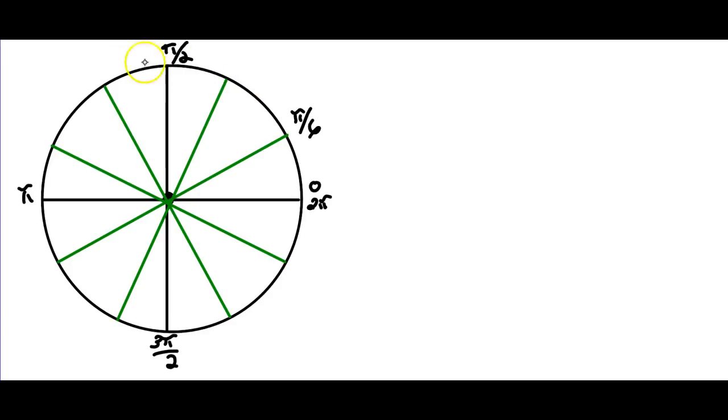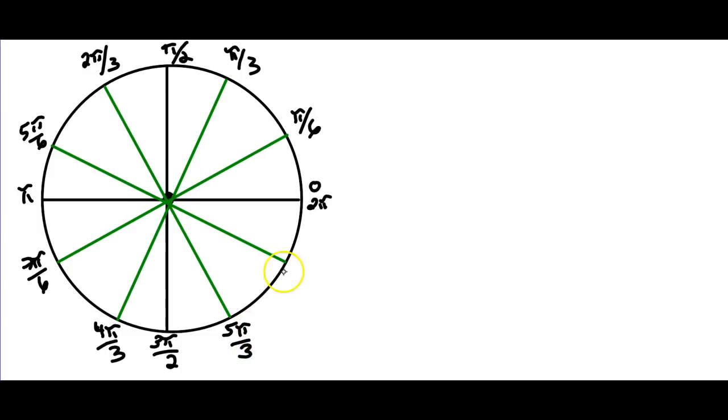Then we go around and count just by pi over 6. 1 pi over 6, 2 pi over 6, which is the same thing as pi over 3. 3 pi over 6, 4 pi over 6, which is 2 pi over 3. 5 pi over 6, 6 pi over 6, 7 pi over 6, 8 pi over 6, or 4 pi over 3, 9 pi over 6, 10 pi over 6, which is 5 pi over 3, 11 pi over 6, and then 12 pi over 6.